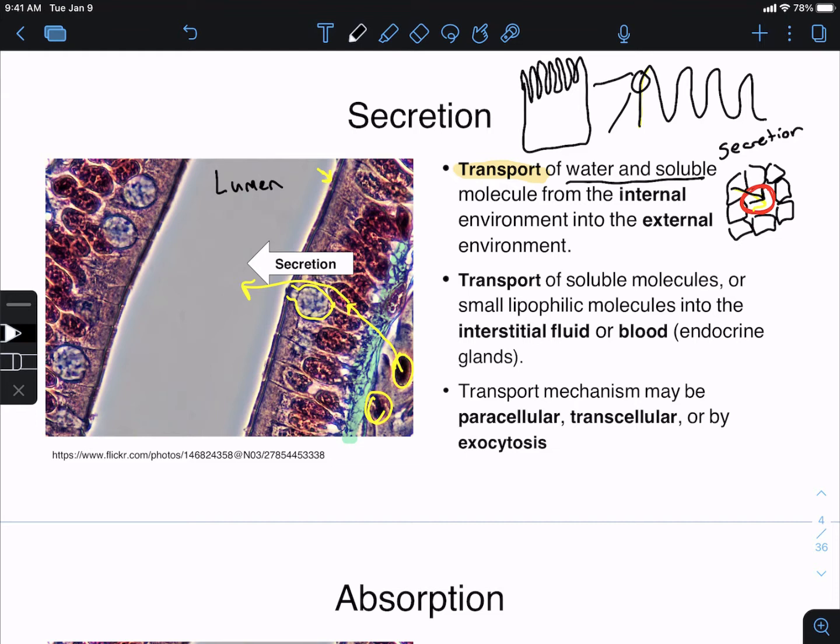We'll get into that again in more detail when we hit the digestive system at the end of the semester, so don't stress too much about the mechanism right now, but we will be looking at the molecular mechanisms later.